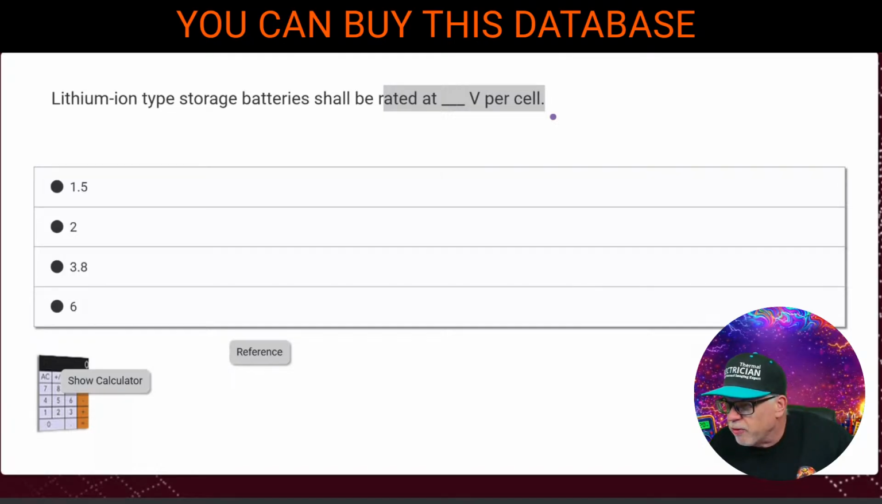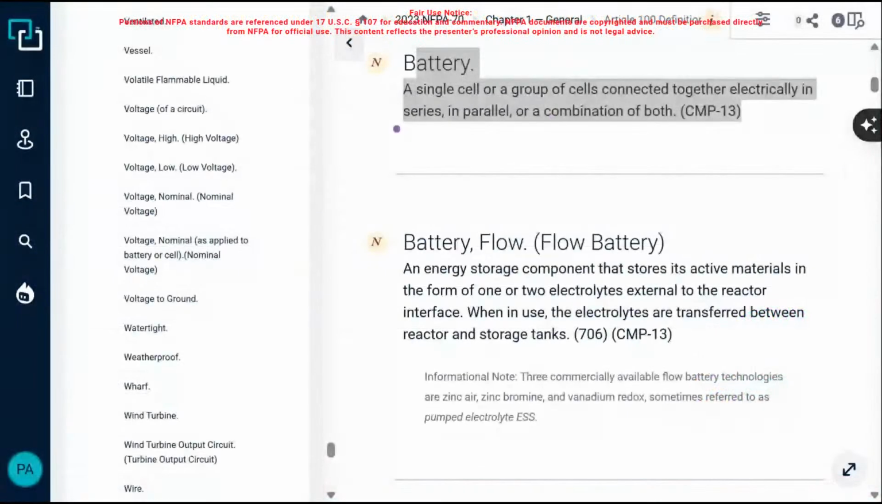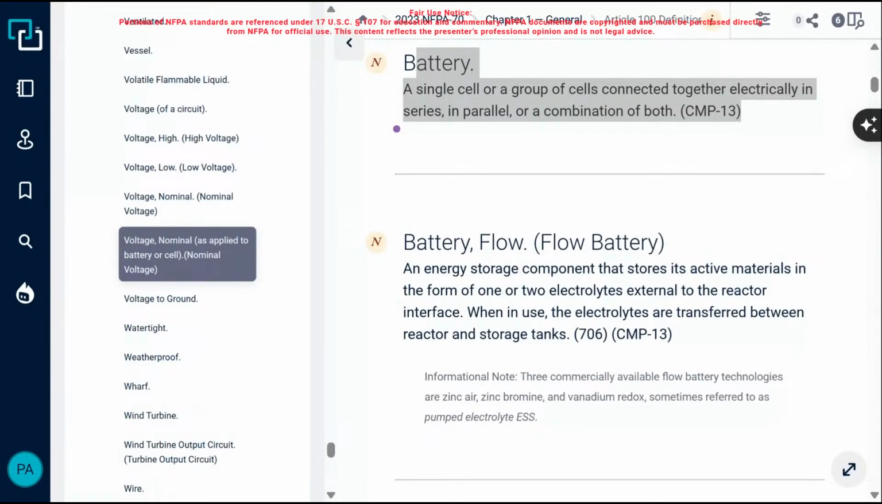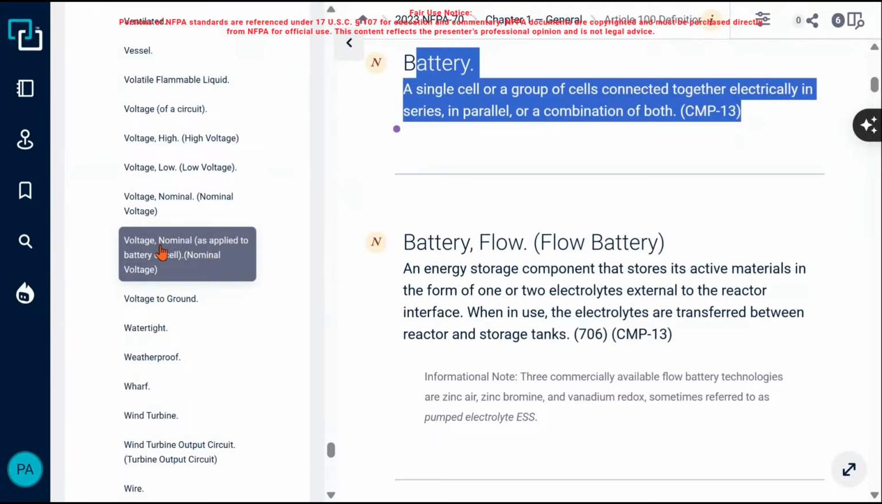So what are we looking for? We're looking for voltage. Let's go back up here. Voltage, right here. So we've got voltage of a circuit. Voltage, voltage, voltage. What does this say? Oh, y'all can't see it. It would help if you could see it. There you go. So under voltage, notice this right here: voltage, nominal, as applies to a battery or a cell. Nominal voltages, right here.